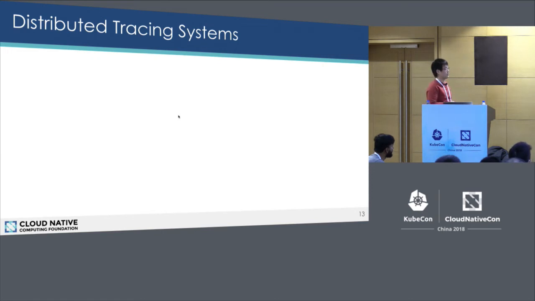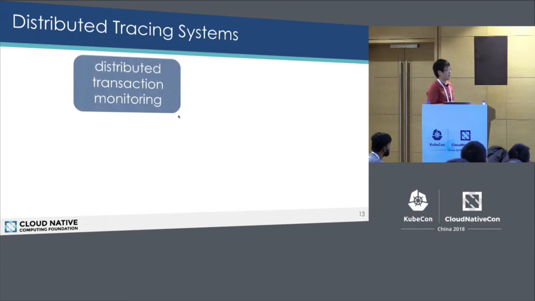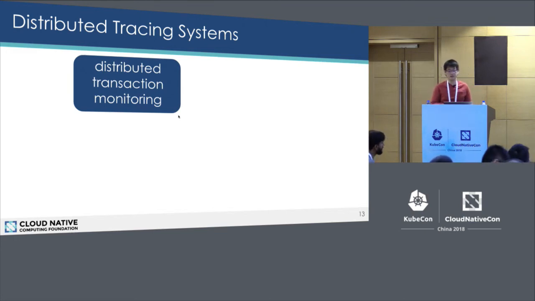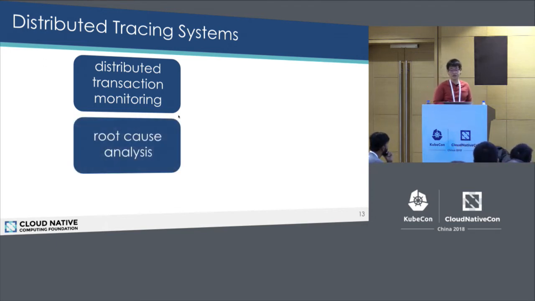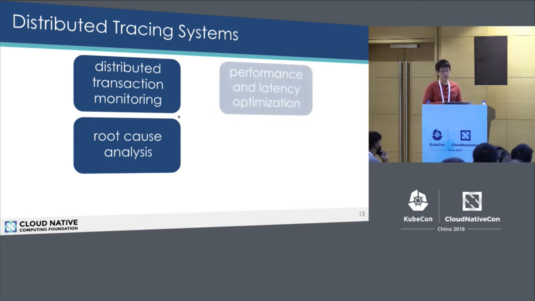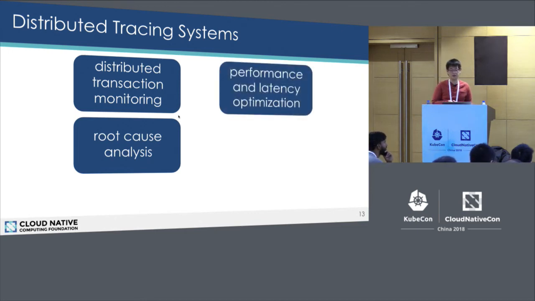So let's just briefly summarize what distributed tracing is for. Firstly, rather than monitoring individual components of the architecture, like with metrics and logs, we can monitor distributed transactions across multiple components. Additionally, we can use traces to do root cause analysis, which is integral for companies like Uber, where each request will sometimes fan out to hundreds of different services. We can also use traces to detect the critical path and do performance and latency optimizations.